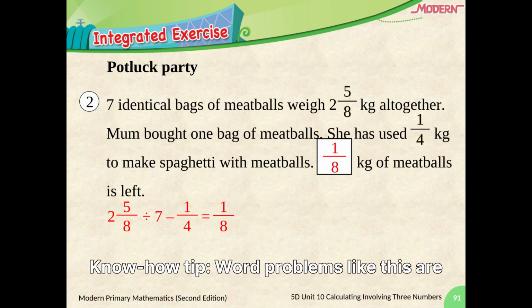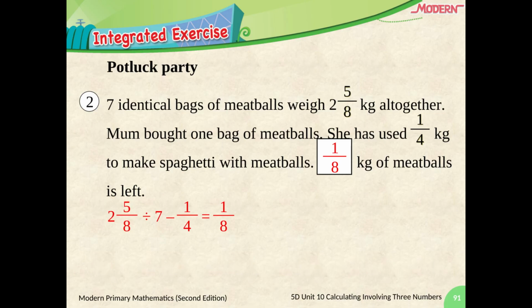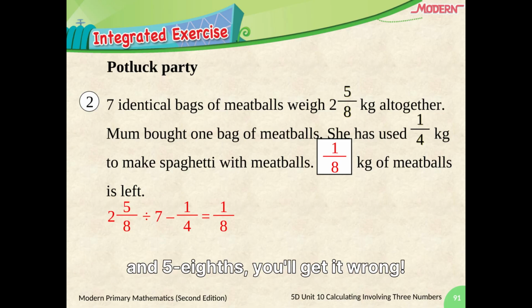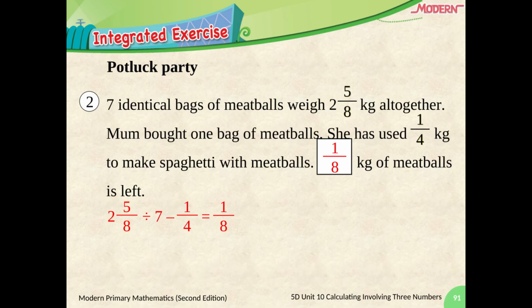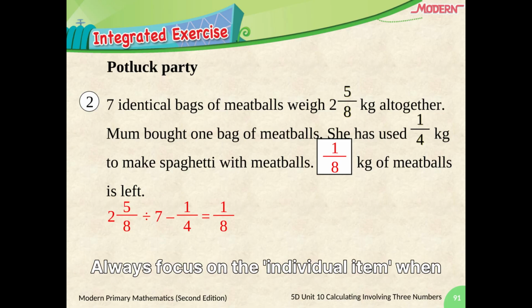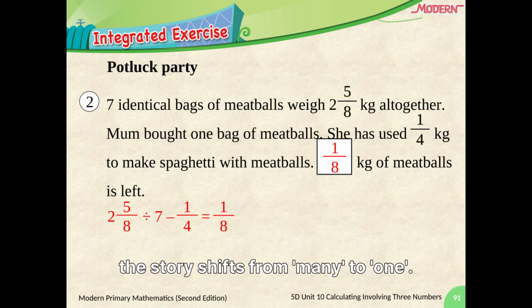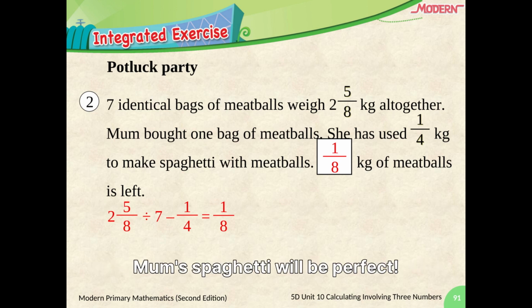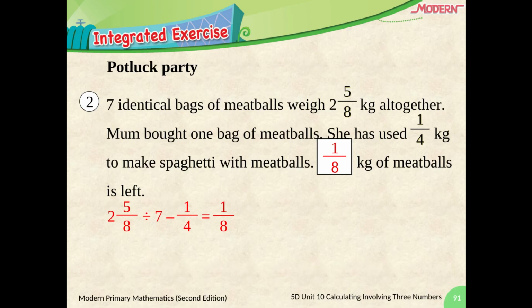Know-how tip: word problems like this are common traps. If you subtract from the total 2 5/8, you'll get it wrong. Always focus on the individual item when the story shifts from many to one. Mum's spaghetti will be perfect.